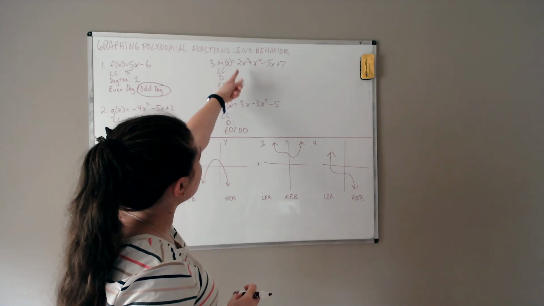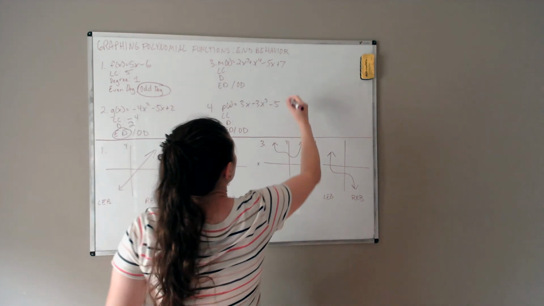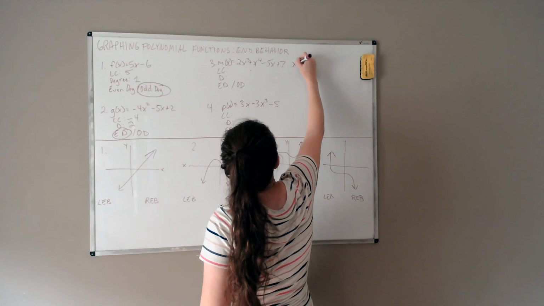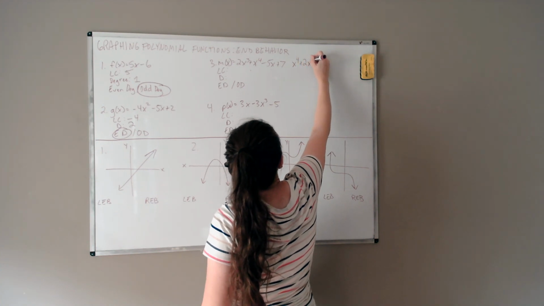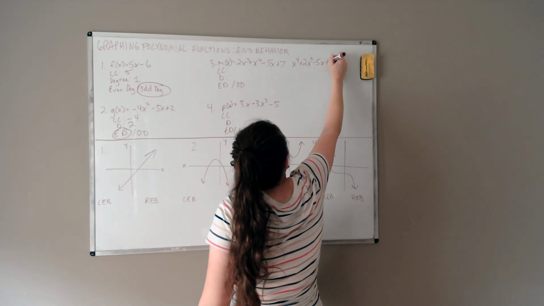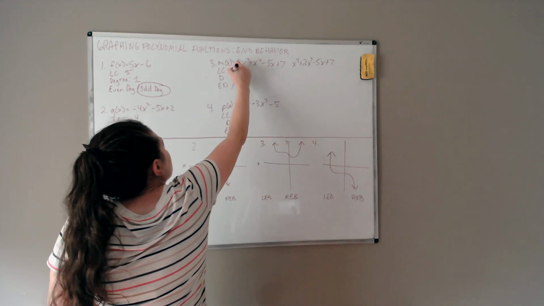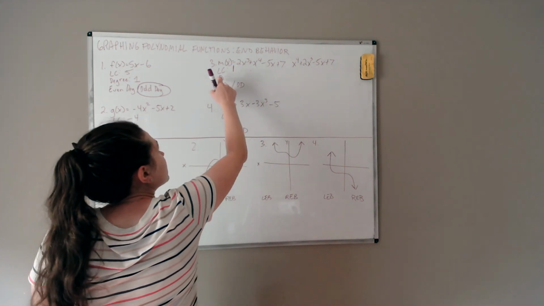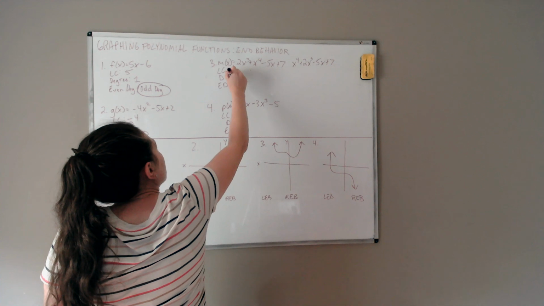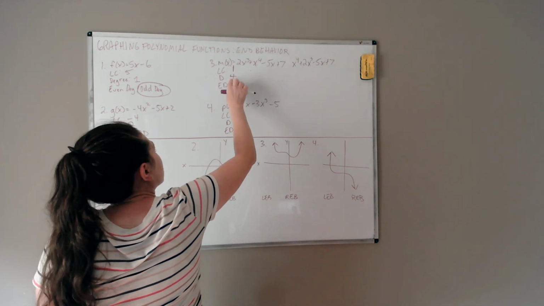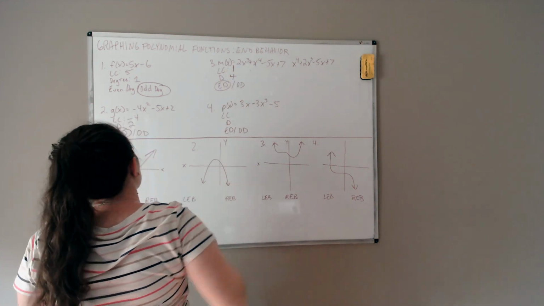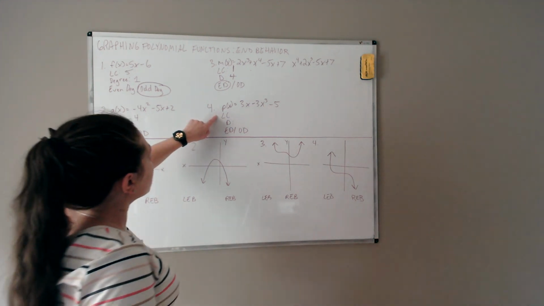So, number 3, m of x. Notice m of x is not in standard form, so we should be putting it in standard form so that we can gather all of our information. Now, if we look at it, the leading coefficient is +1. The degree is 4. Is 4 even or odd? It's an even number.